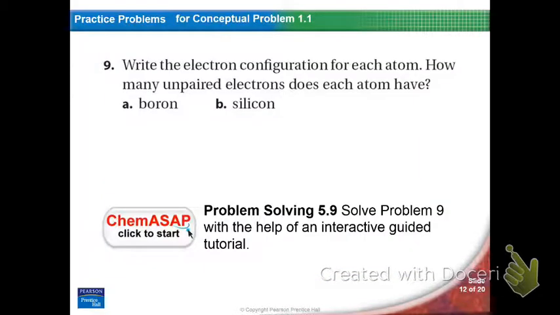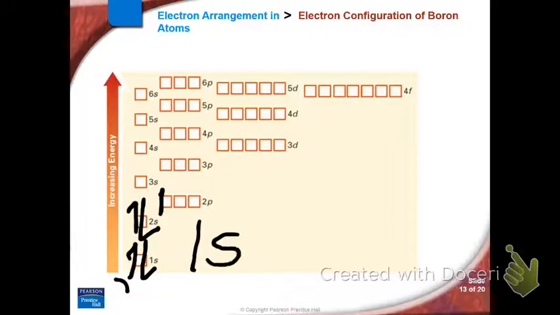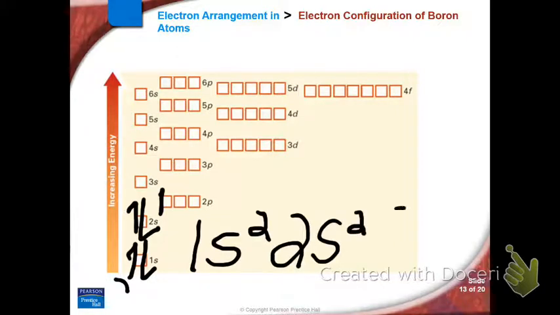Okay, let's try a couple more. Let's try boron and silicon. Boron's atomic number is 5. Let's take a look at that. We're going to go 1, 2, 3, 4, 5. Electron configuration 1s2, 2s2, 2p1. That's all there is to it.